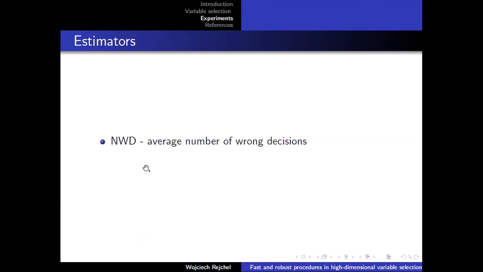And we repeated our experiments many times, and we calculated something which is called NWDD, which is the number of wrong decisions. I mean, this is how many times, on average, I selected an irrelevant predictor, or I discarded a relevant predictor. So this is the number of false discoveries plus the number of false rejections. So how many times I make a mistake.